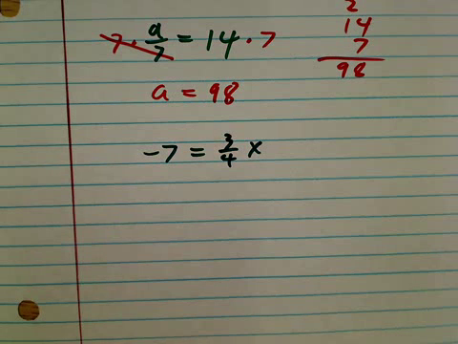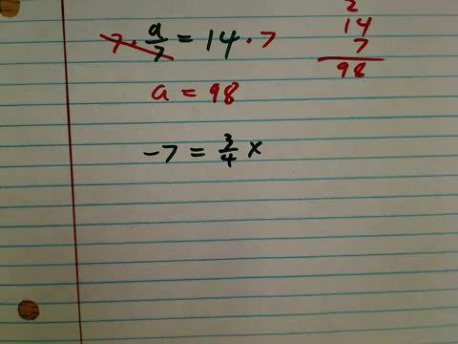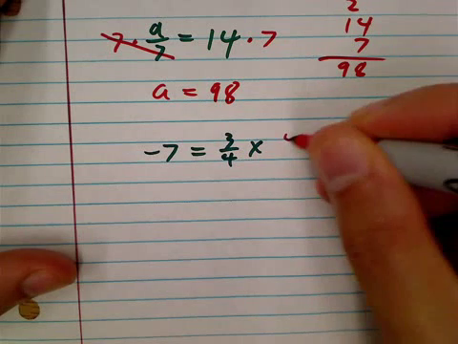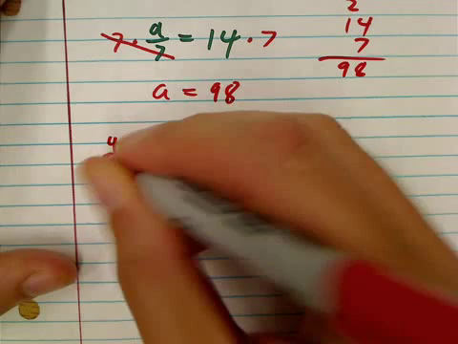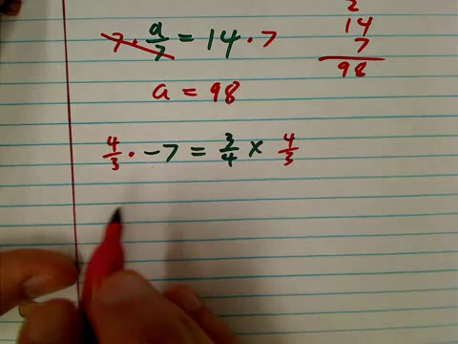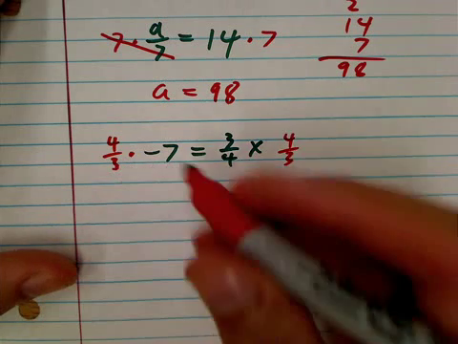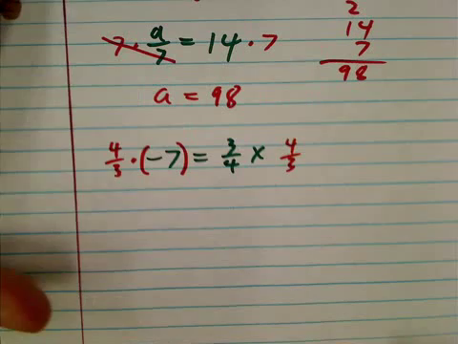Now, when you have a fraction with your variable, we say multiply by the reciprocal. What that means is to flip this over. So I'm going to write it as 4/3, and I have to do that to both sides, times 4/3. I'm going to put parentheses around the negative 7, just to be absolutely clear that it's a negative 7.